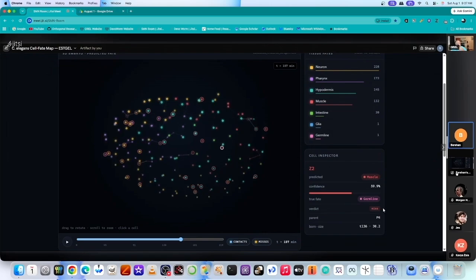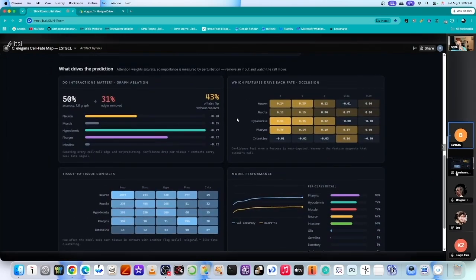After that, these are the explainable things. Which features drive each fate? For the neuron, the coordinates were the most useful in understanding if the fate was neuron or not. The blot was not useful at all. It's basically the fluorescence captured when it was captured, so it was not that useful. That's why it's completely zero, because it couldn't correlate at all with why the fate is predicted that way.